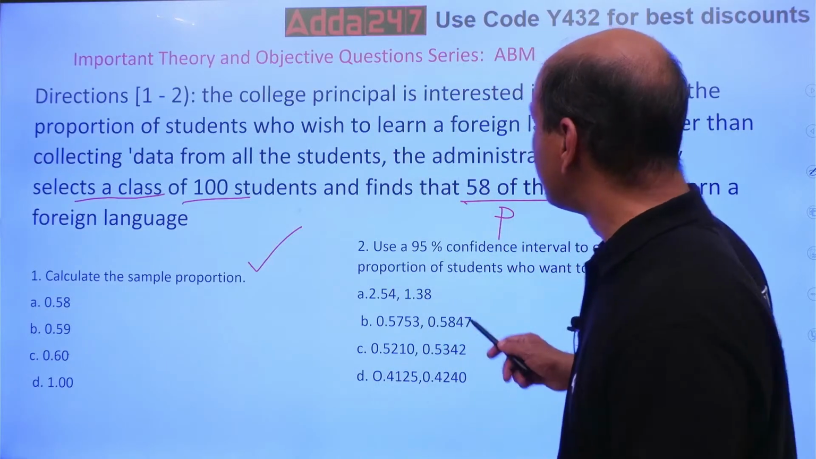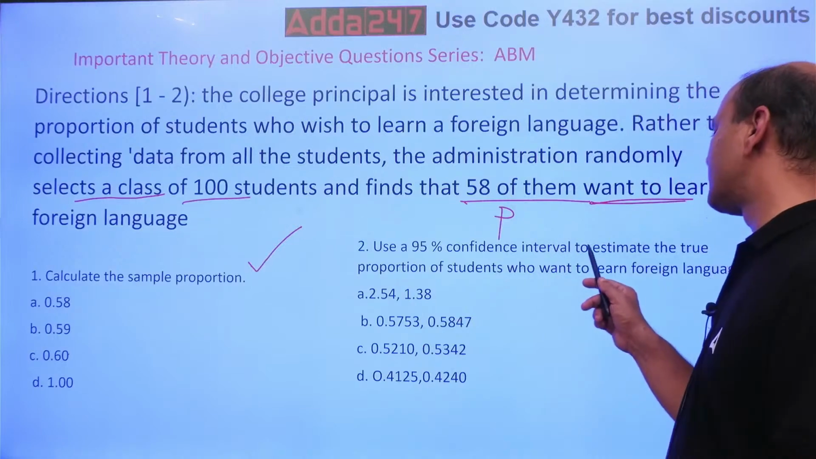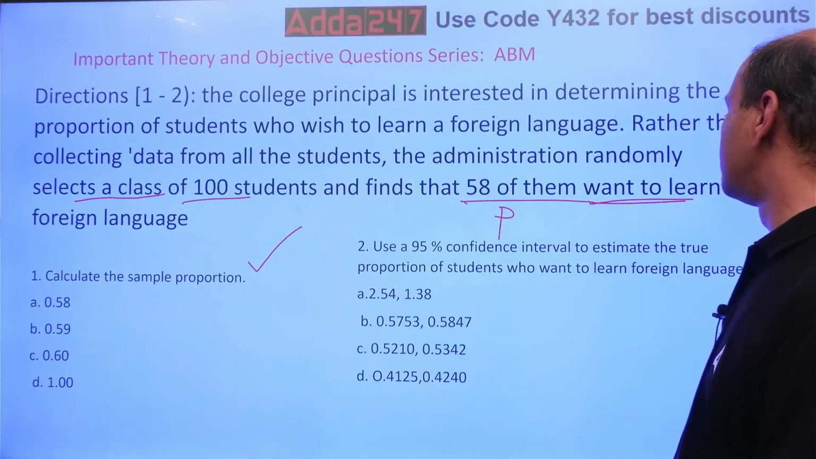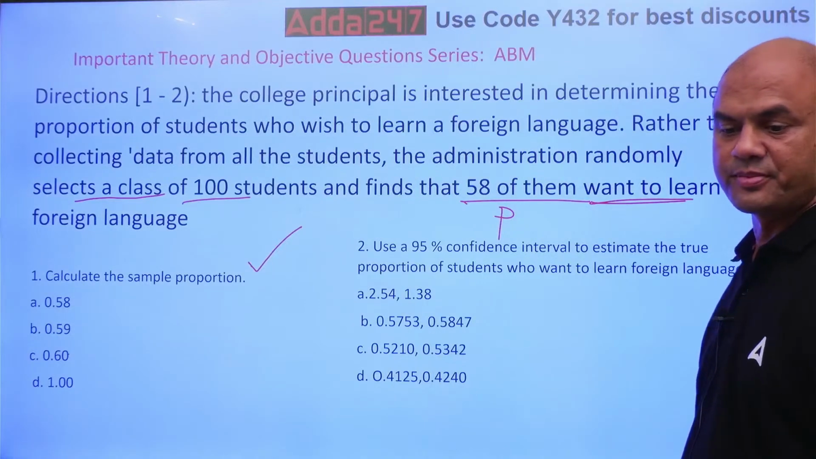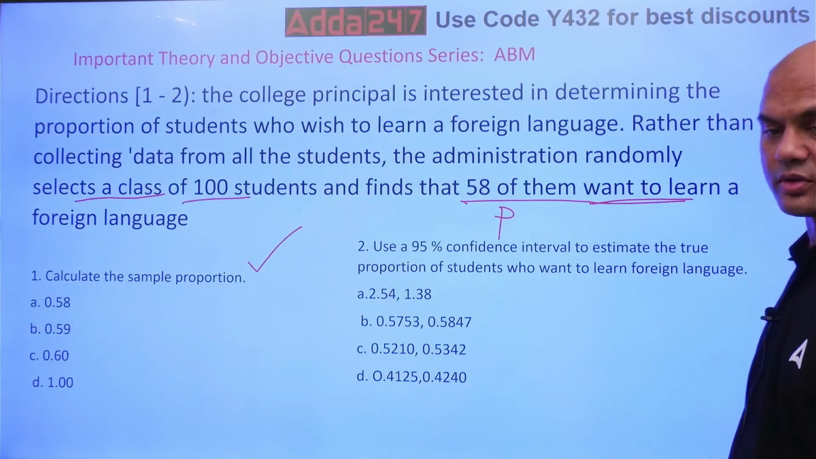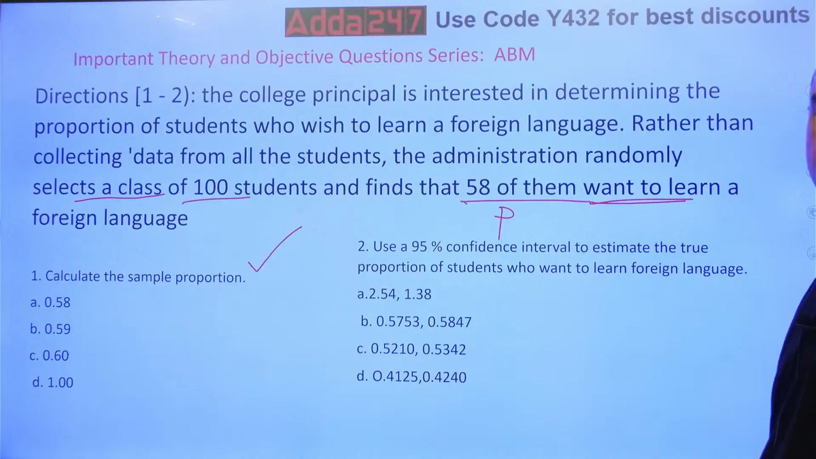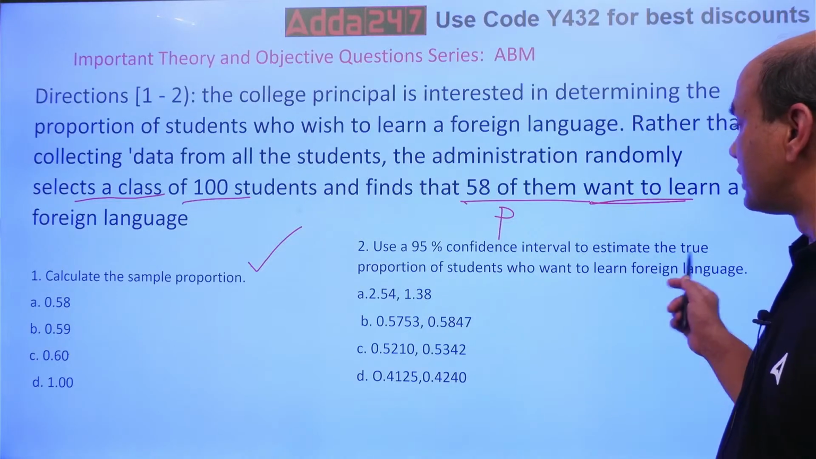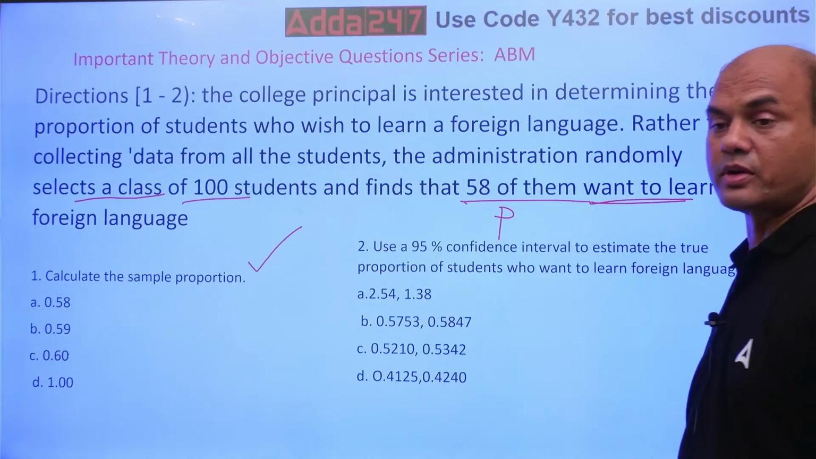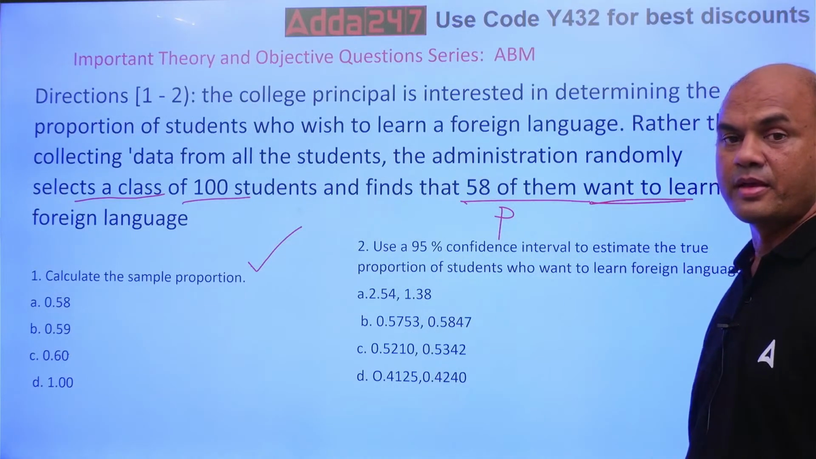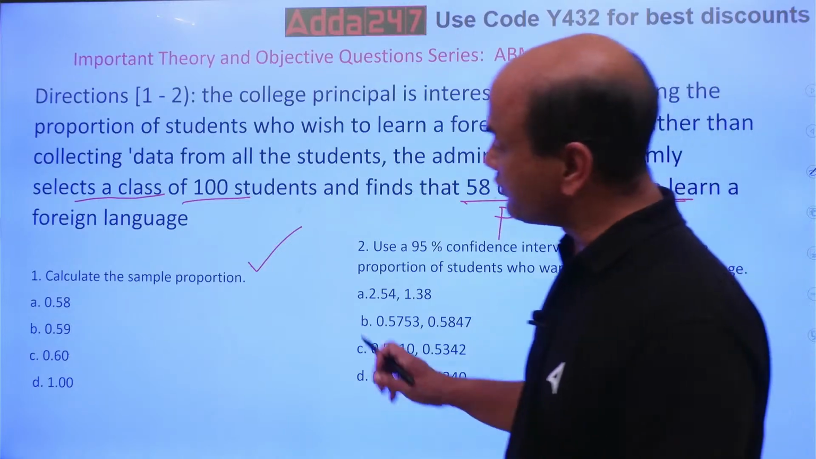And second is use 95% confidence interval to estimate the true proportion of students who want to learn the foreign language. So use 95% confidence to estimate or to know the proportion of students who want to learn the foreign language. Okay, so now let's look at this first problem.